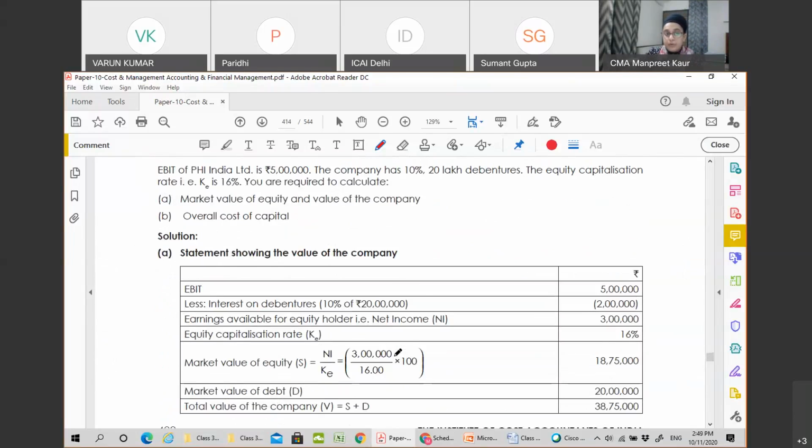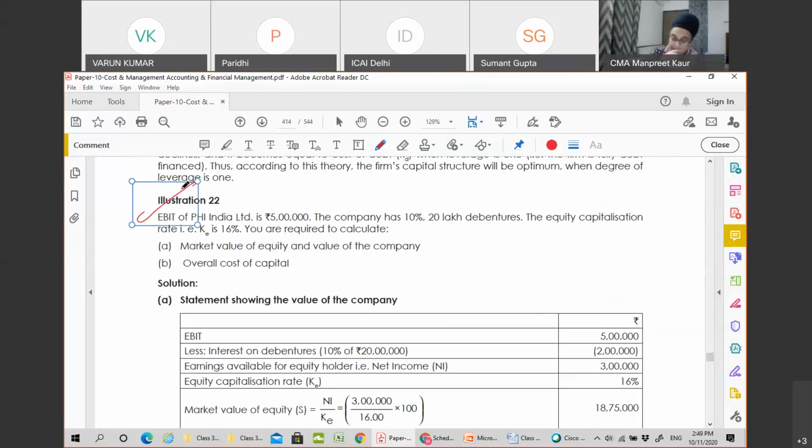Net income approach, there is an example. The EBIT of PHI India is 5 lakh. The company has 10%, 20 lakh debentures. KE is 16%. You are required to calculate the market value of equity and the value of the company, and second, the overall cost of capital, according to the NI approach.